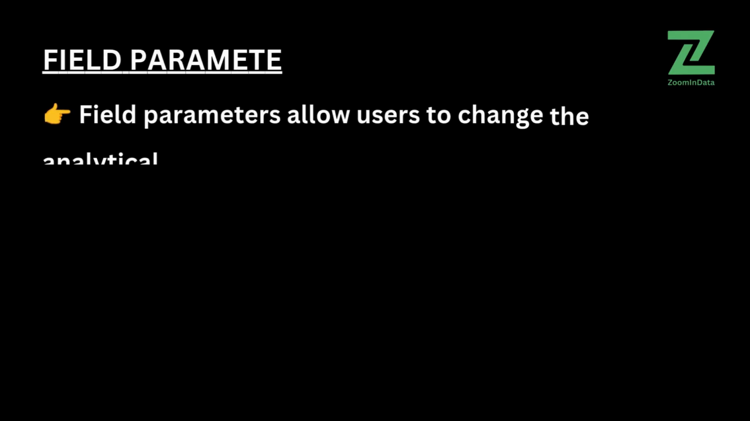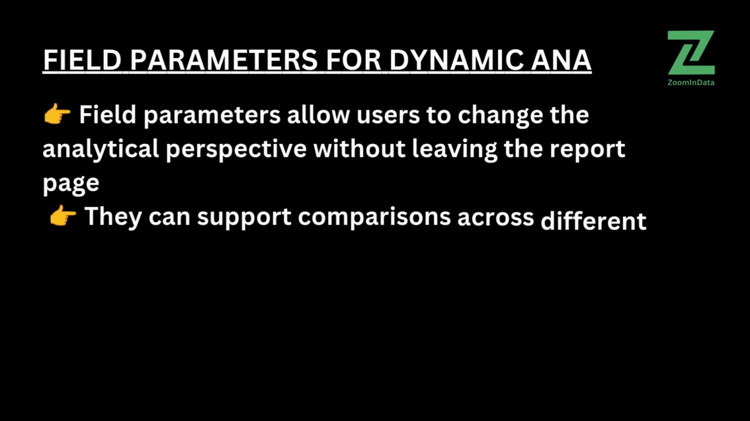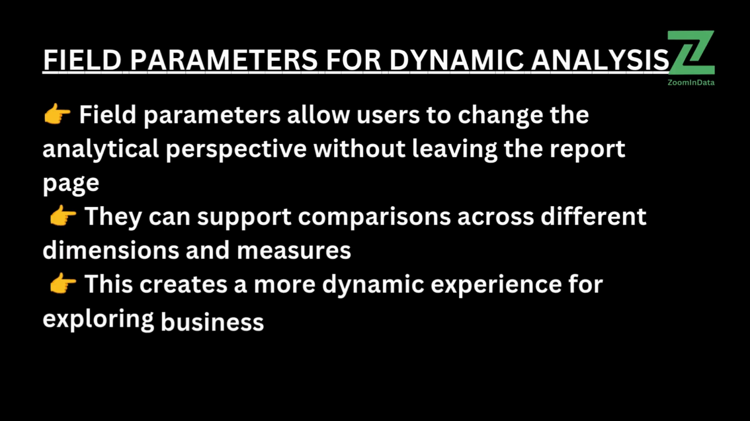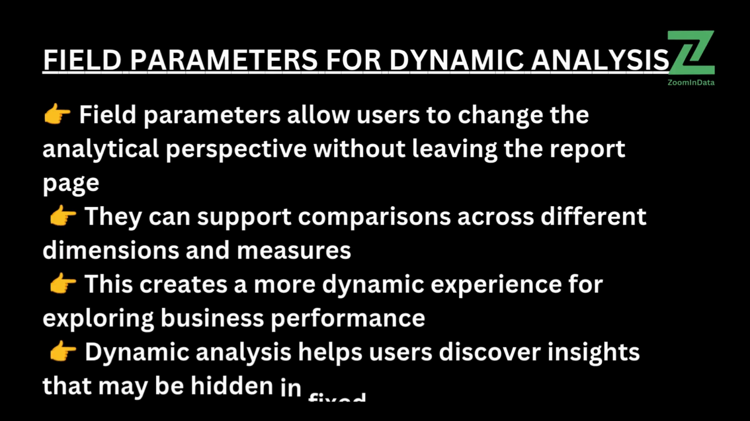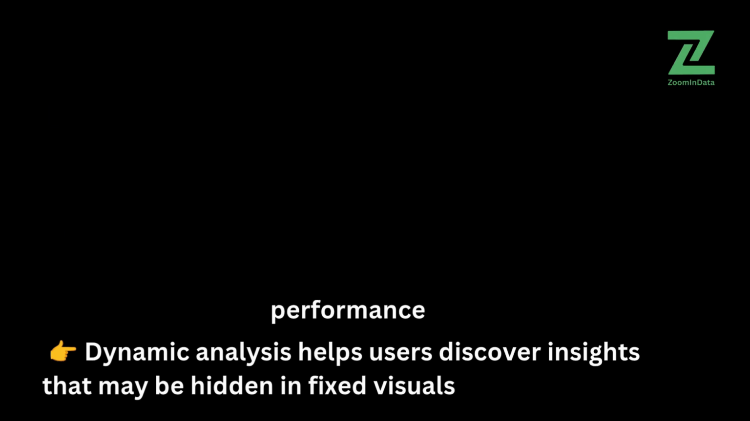Field parameters allow users to change the analytical perspective without leaving the report page. They can support comparisons across different dimensions and measures. This creates a more dynamic experience for exploring business performance. Dynamic analysis helps users discover insights that may be hidden in fixed visuals.